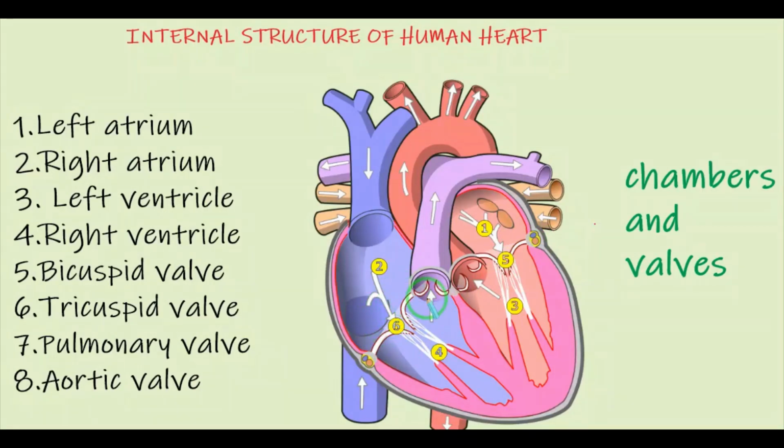Then third type of valve is known as semilunar valves. Third type is semilunar valves. 2 semilunar valves are present. First semilunar valve is known as pulmonary valve. This area, this is the pulmonary valve. Then second semilunar valve is aortic valve. So 3 types of valves: tricuspid valve, bicuspid valve and semilunar valves. 2 semilunar valves, pulmonary valve and aortic valve.